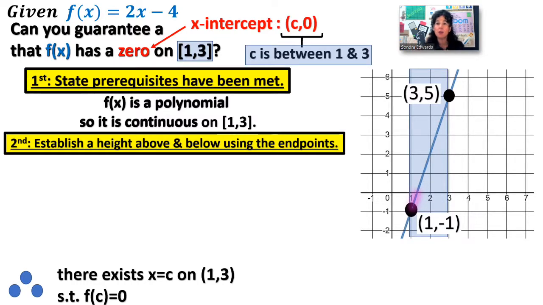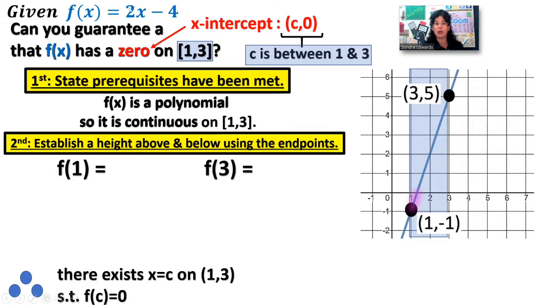Okay, the next thing we need to do is establish a height that is above and below the height we're trying to guarantee. Having a 0, meaning an x-intercept, meaning establishing a height of 0, we want to establish a height below 0 and above 0. And you're going to use the endpoints to make that happen. So the x value at one of the endpoints is 1, and the other is 3. So we're going to substitute 1 and 3 into our function.